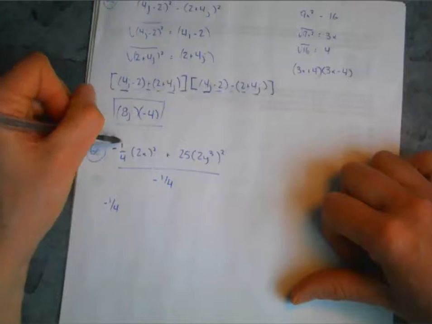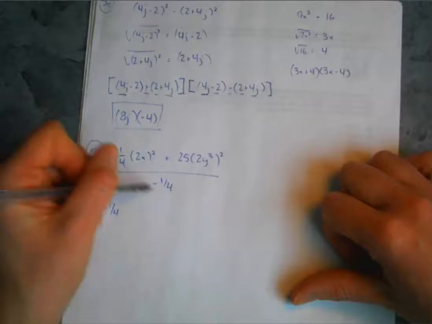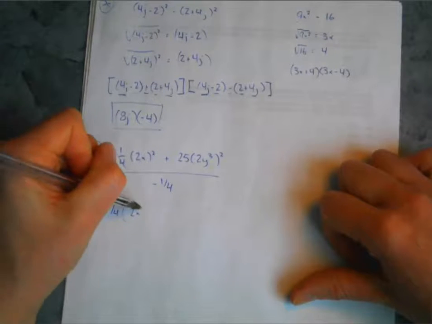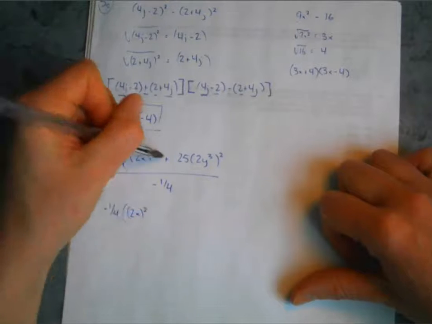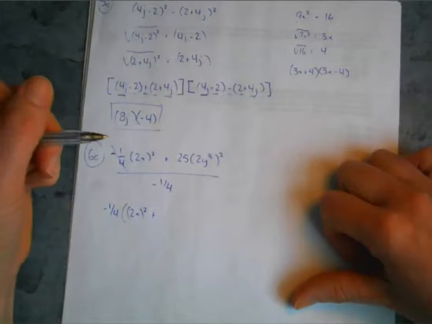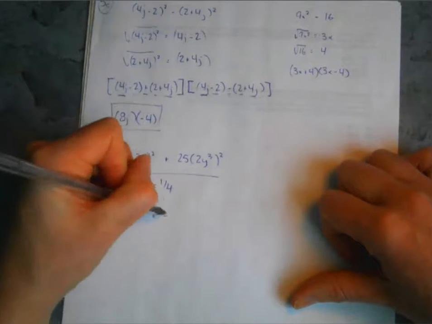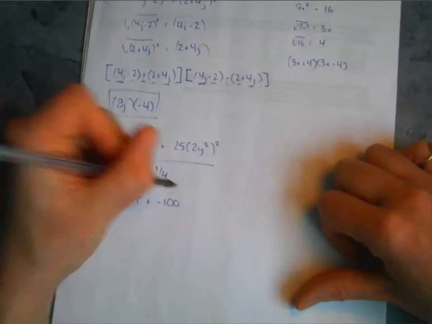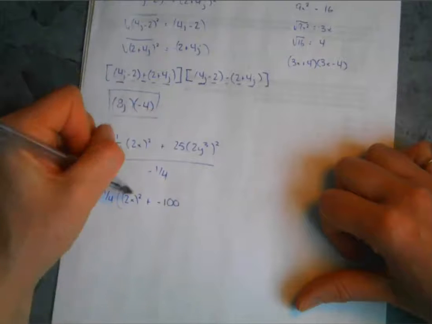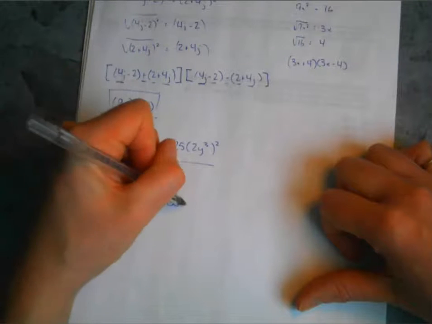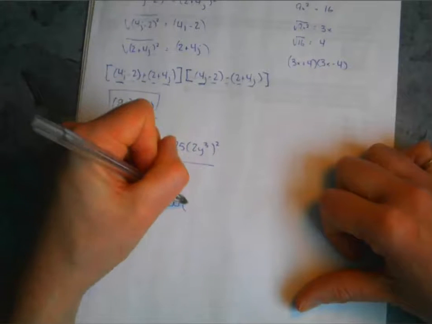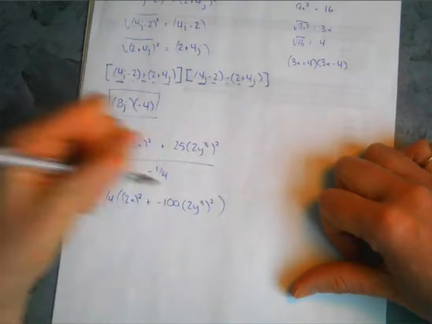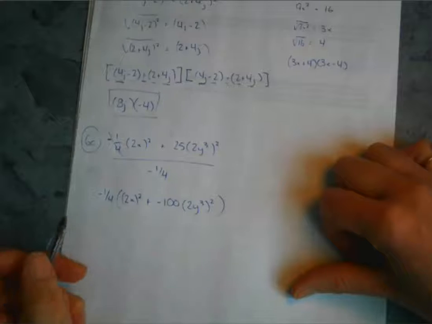Okay, so -1/4, if we factor it out here, then we're going to be left with (2x)² plus 25 divided by -1/4 gives us -100, because it's the same as multiplying it by 4, right? Dividing by a fraction is the same as multiplying by the reciprocal. Okay, so we have -100, and then we'll keep this (2y³)². So all of that is multiplied by -1/4.